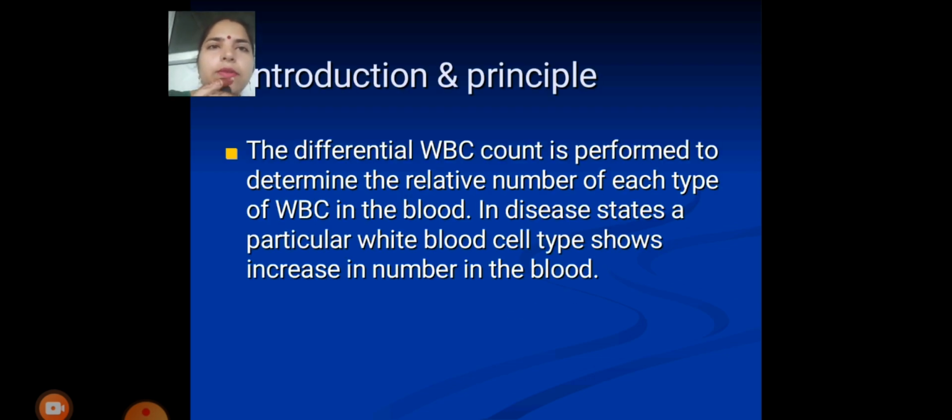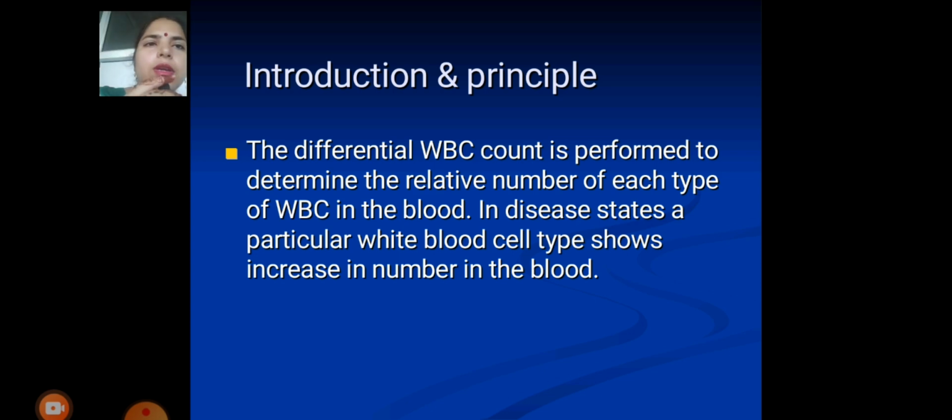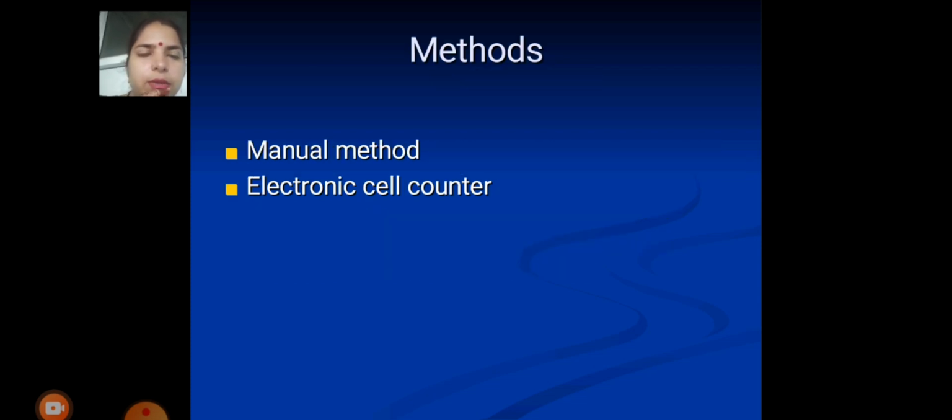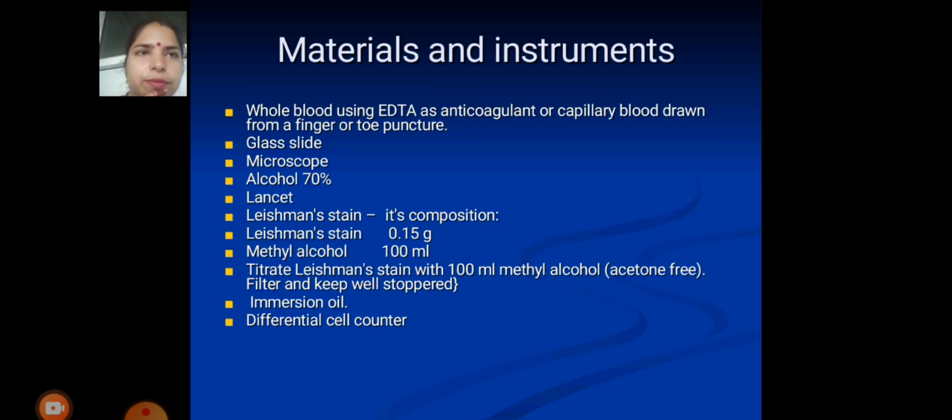In today's class, I will discuss the differential WBC count. First is the introduction. Principle: the differential WBC count is performed to determine the relative number of each type of WBC in the blood. In disease states, a particular white blood cell type shows an increase in number in the blood. Methods are the manual method and the electronic cell counter.